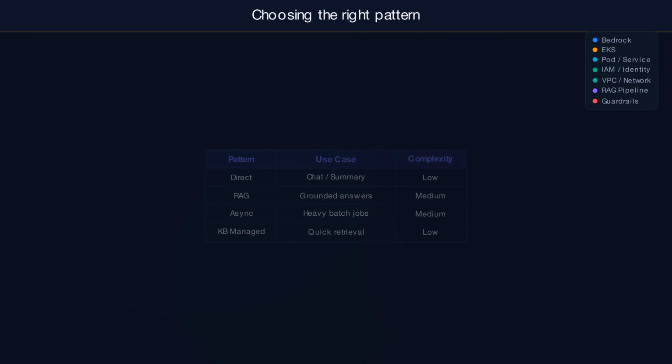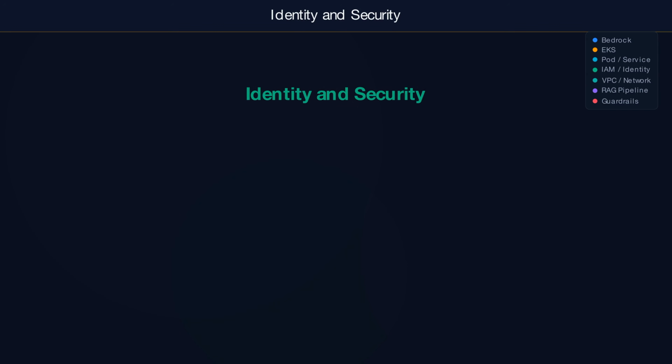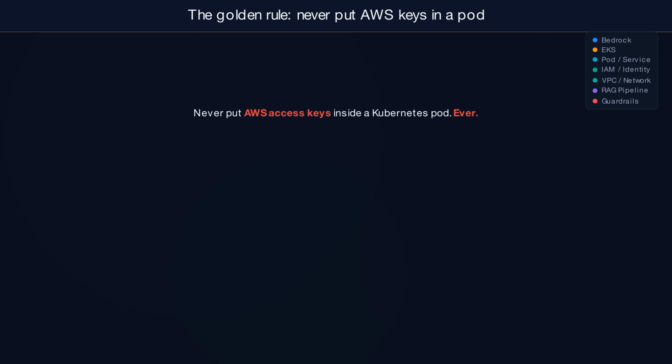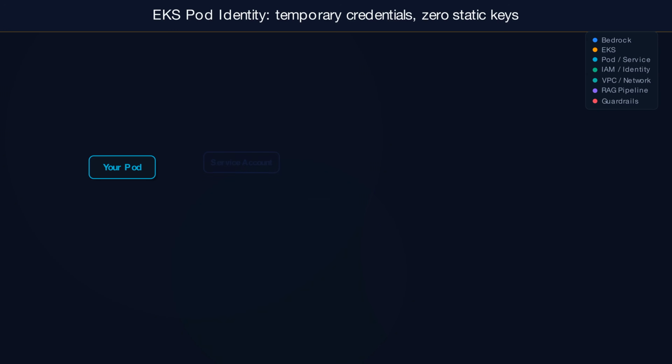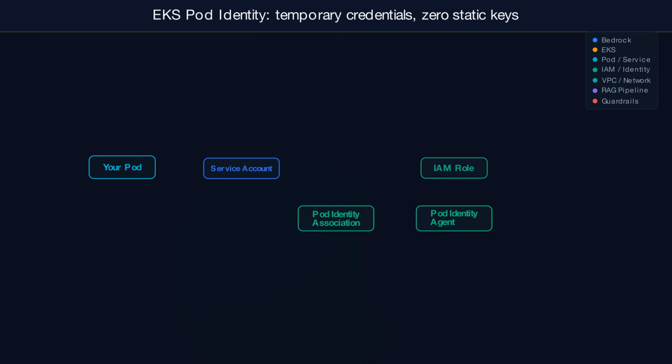Now let us talk about the identity layer, because this is where most teams get it wrong. The golden rule? Never put AWS access keys inside a Kubernetes pod. Ever. Instead, use EKS pod identity. Here's how it works.